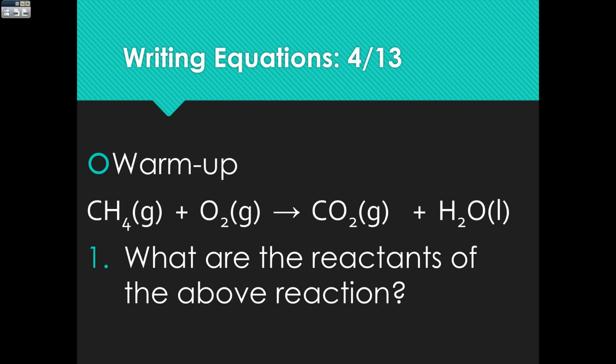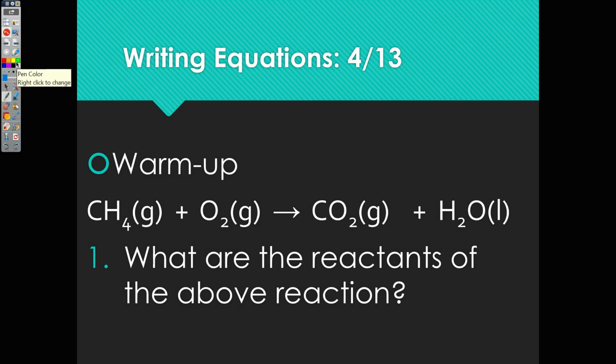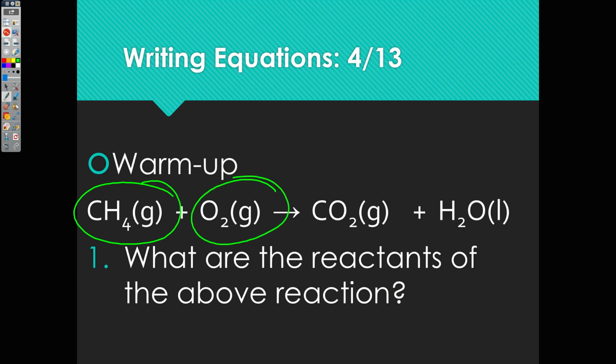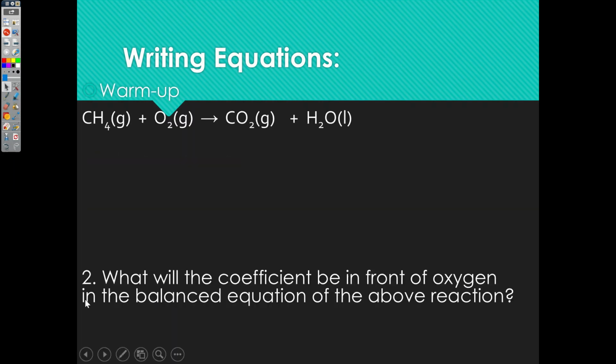So today we're going to look at some more equations, looking more specifically at writing out your skeleton equations. So start with our warm up. Number one, what are the reactants of the above reaction? You should have said that your reactants are methane, CH4, and oxygen. Reactants are on the left-hand side. Remembering that your products are the right-hand side, so carbon dioxide and water are your products.